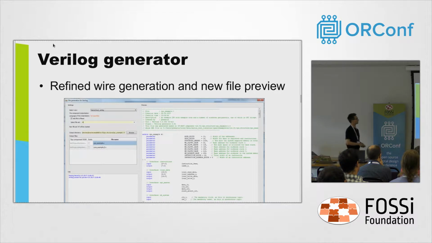There have been a lot of updates on the Verilog generator we had. Mostly it's on the VHDL generation. It's been refined a lot. You can now have constant values in ports. And what you will notice in the user interface immediately is the file preview. Whenever you're generating multiple files, you might want to check what the result will be, so there's a preview for all the files.